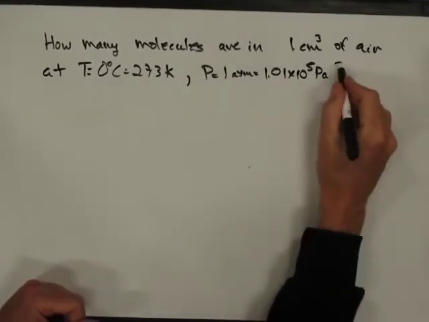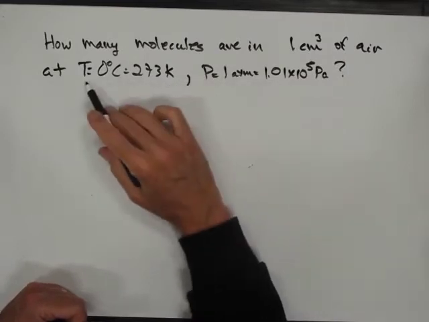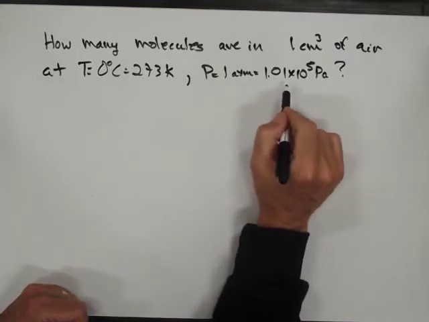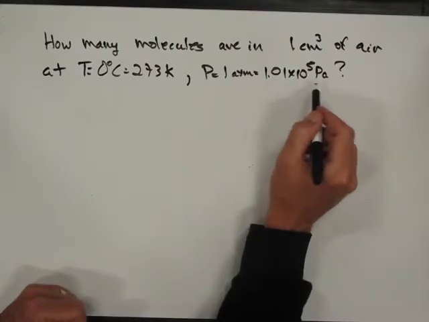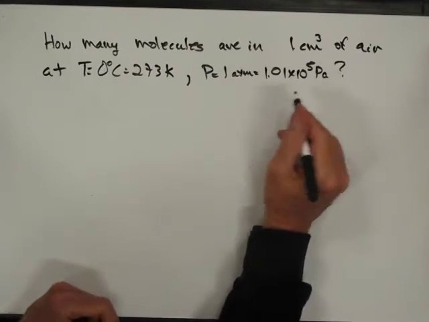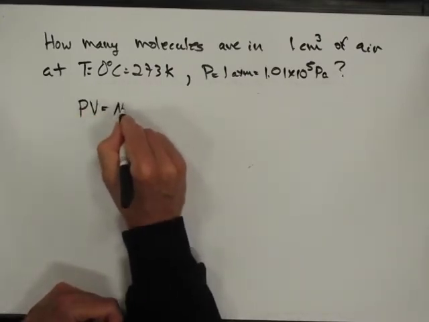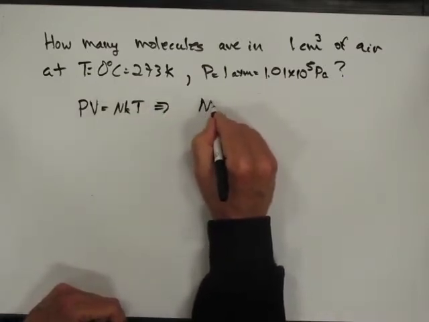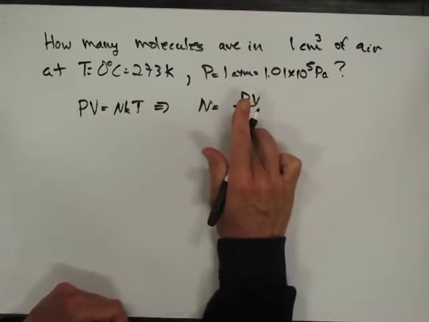So in this question, we're going to ask how many molecules are in a cubic centimeter of air at 273 Kelvin and 1 atmosphere, so 1.01 times 10 to the 5th pascals. In other words, how many molecules are approximately in a cubic centimeter of air? And so we have the ideal gas law, and that means that N is equal to PV over kT.